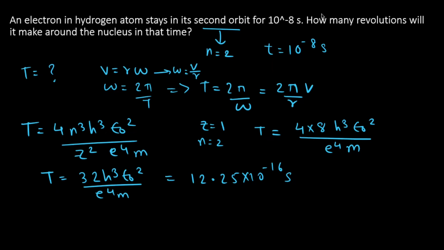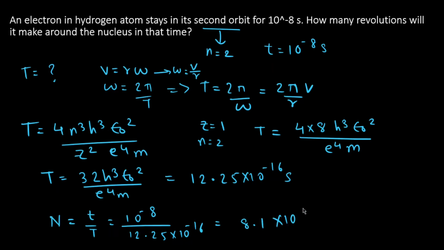So how many revolutions will it make in time 10 raised to minus 8 seconds? So n is equal to the number of revolutions it makes around the nucleus in that time. So n will be t divided by T, that is 10 raised to minus 8 second divided by 12.25 into 10 raised to minus 16, and calculating it, we get the number of revolutions as 8.1 into 10 raised to 6.